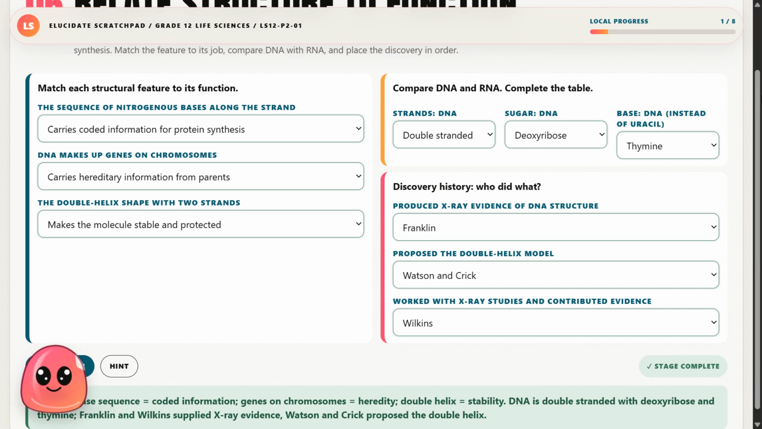DNA is double-stranded, with deoxyribose sugar and thymine. And on discovery, Franklin produced the X-ray evidence, Wilkins worked with the X-ray studies, and Watson and Crick proposed the double helix model. The whole stage is correct.